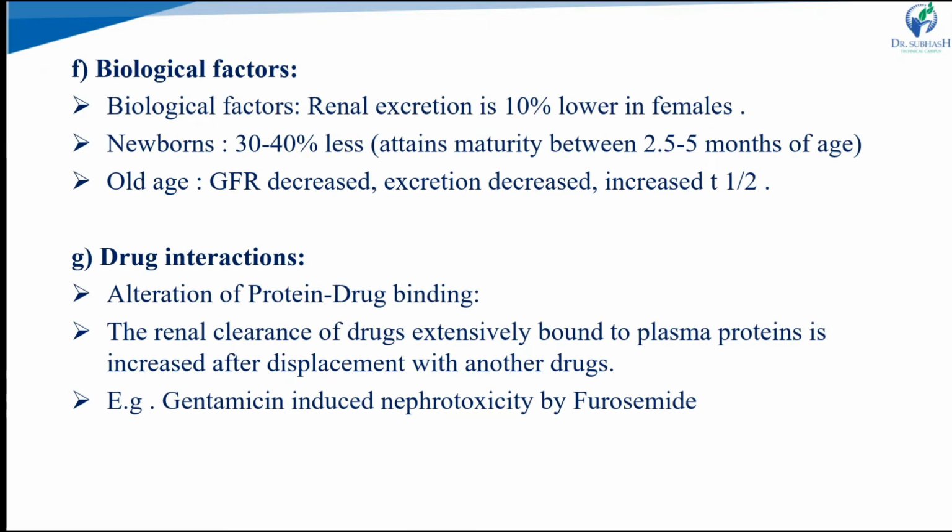Next, drug interaction. This refers to the process of interaction of drugs when administered simultaneously into the body. It alters protein drug binding. Unbound drugs are easily excreted. For drug interaction, a drug which is bound is displaced by another drug, so the excretion rate of that drug increases. Renal clearance of a drug extensively bound to plasma protein is increased after displacement with other drugs. Examples are given.